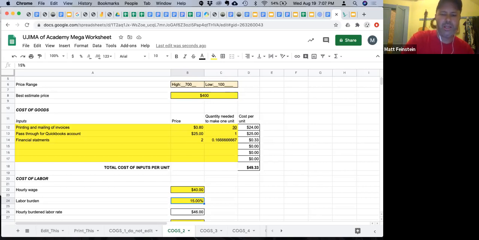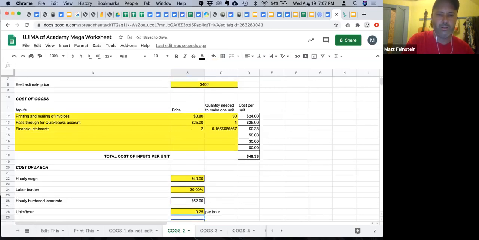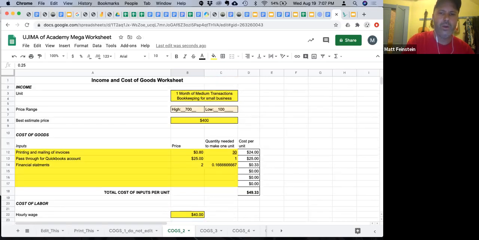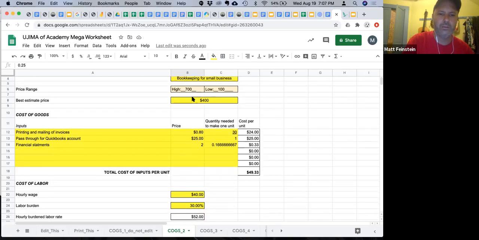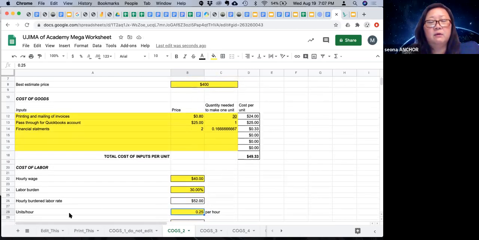That's probably a good guess, because 15 again just covers your direct expenses, your FICA and all that. If there are some other benefits, including healthcare, then it's probably up around 30. So then your hourly burden rate is 52. And then how many hours will it take to do that service? Probably for that employee, it could take 3 hours a month, maybe.